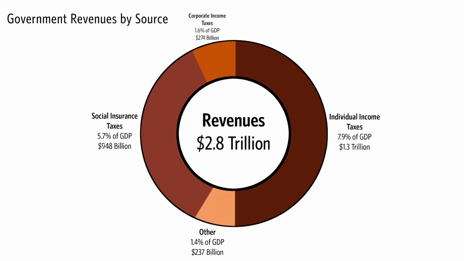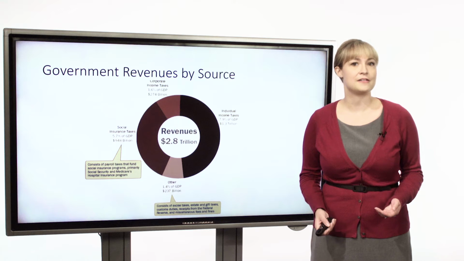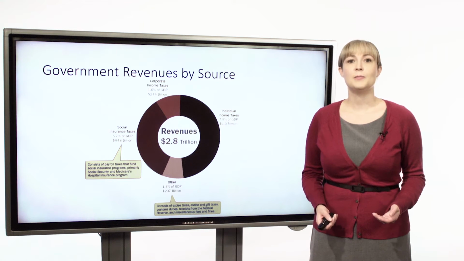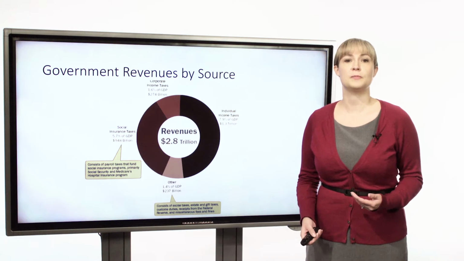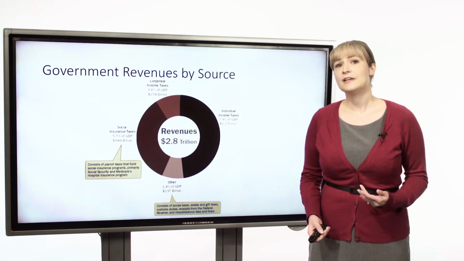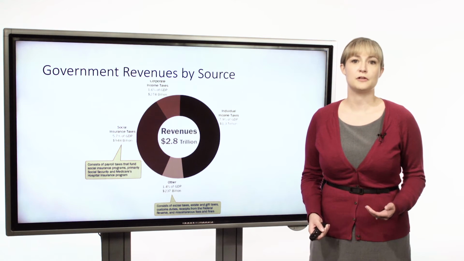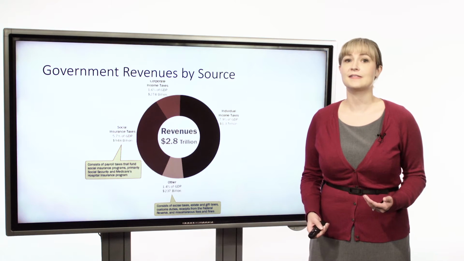Next, notice that the largest source of government income comes from individual income taxes, amounting to $1.3 trillion. This is followed by social insurance taxes, which also come directly from the paychecks of working Americans. Corporate taxes and other types of taxes, such as estate taxes, make up very little of the federal government's revenue. In fact, 80% of federal government revenues come from American citizens like you and I.